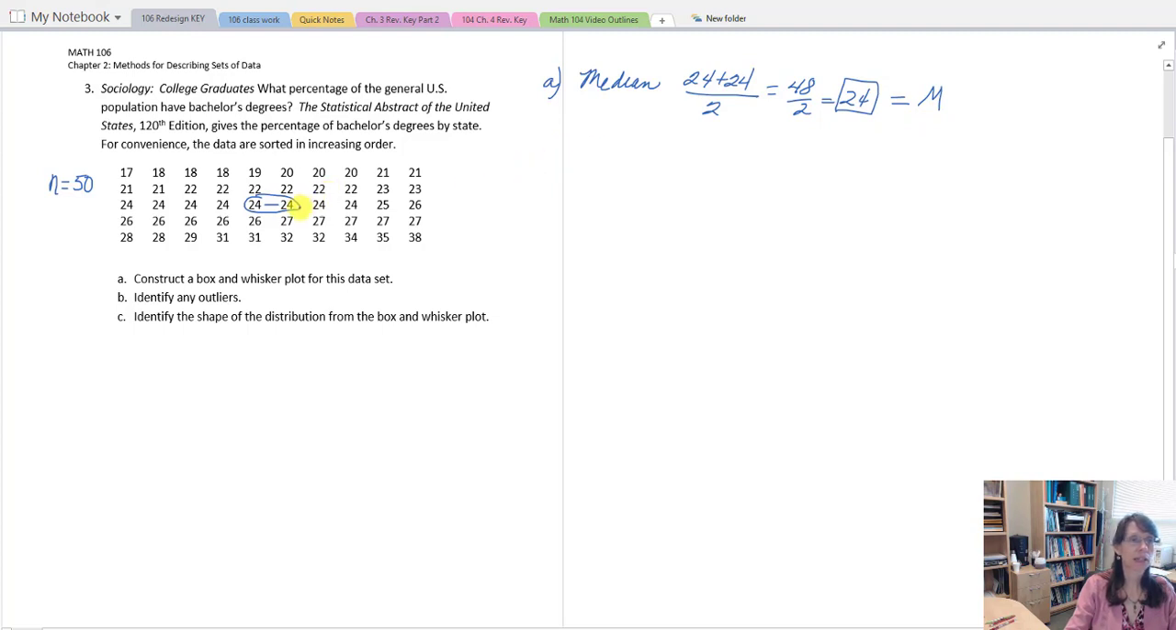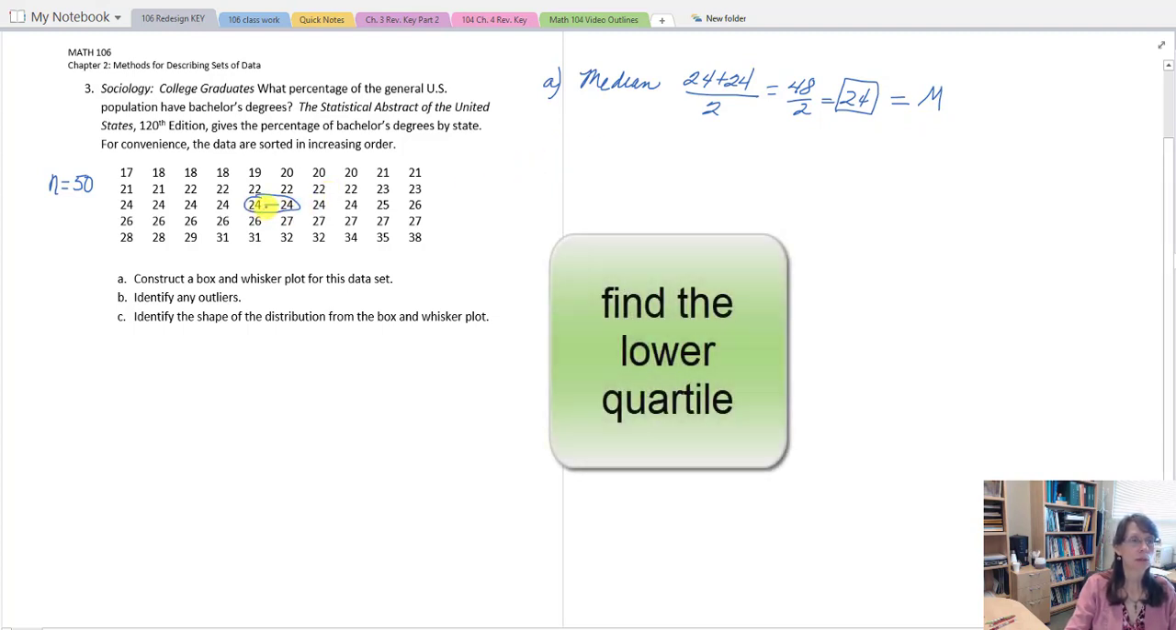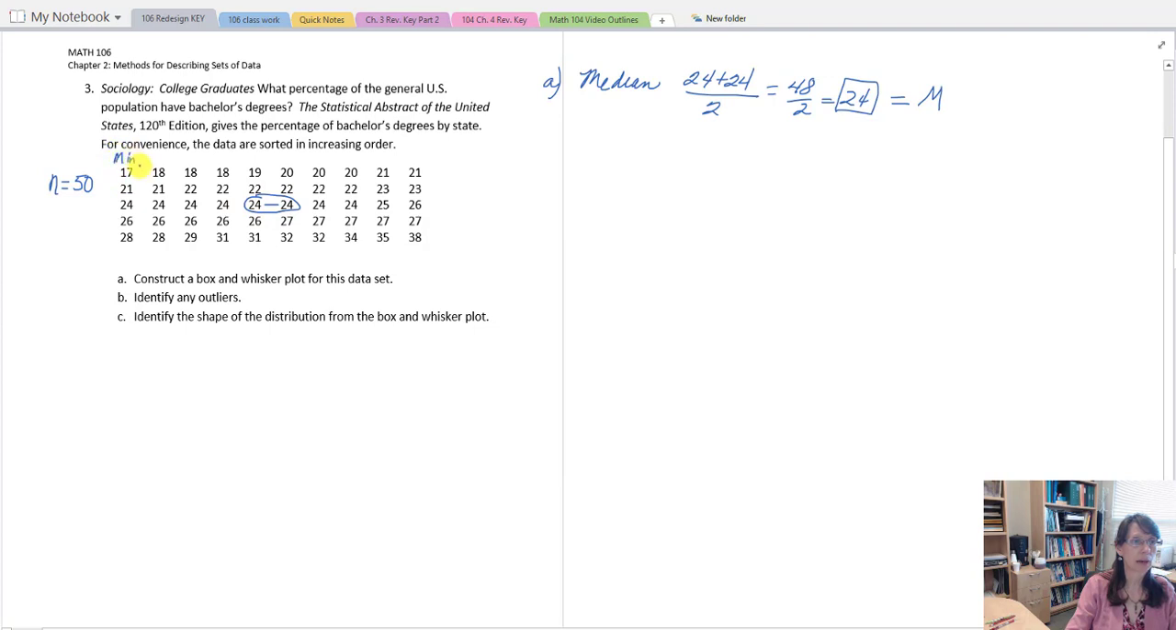plot. The next thing we need to find is the lower quartile. Basically, that is finding the median again, but we're starting at our minimum value of 17 and working our way to this first number 24 that I'm circling. There are 25 measurements, including 17 to this number 24. So halfway is going to be measurement number 13. Measurement number 13, I'll put a box around that and label that as Q sub L for the lower quartile.